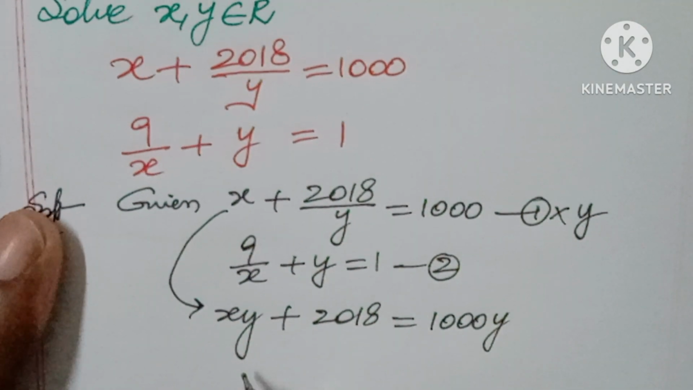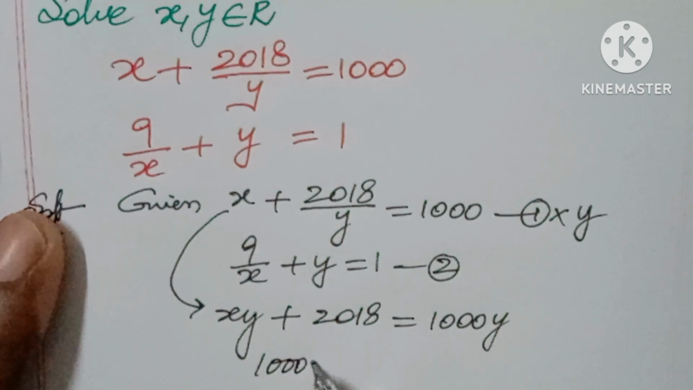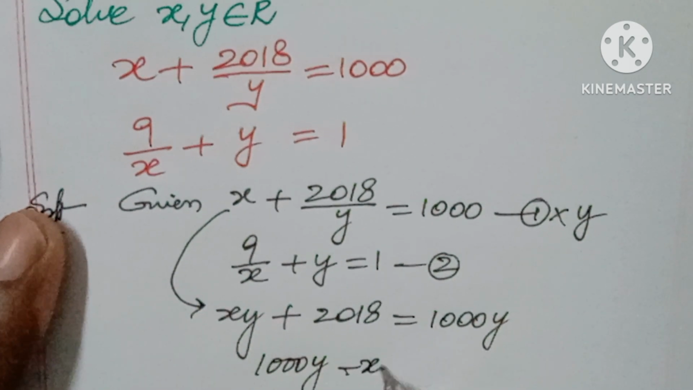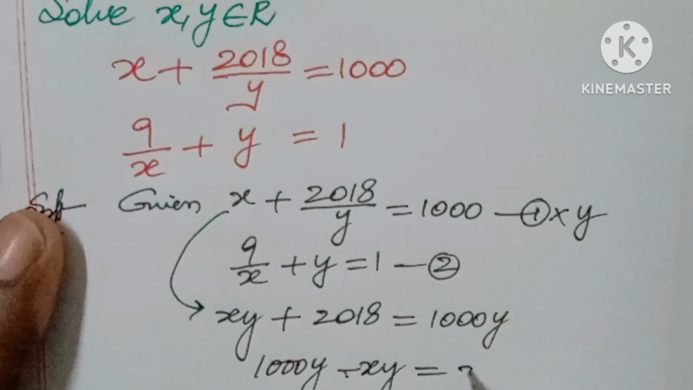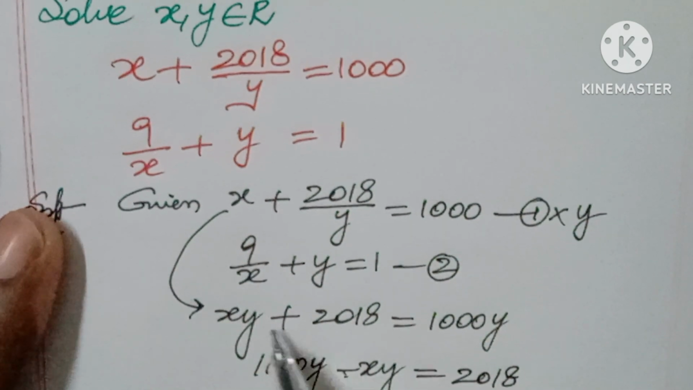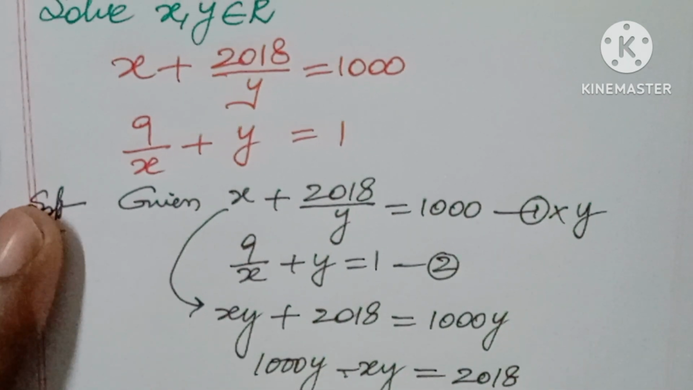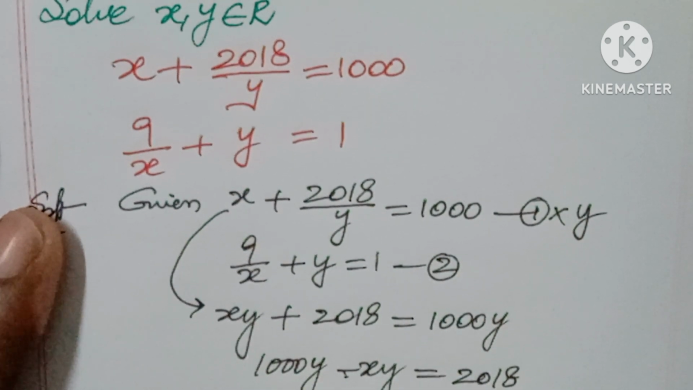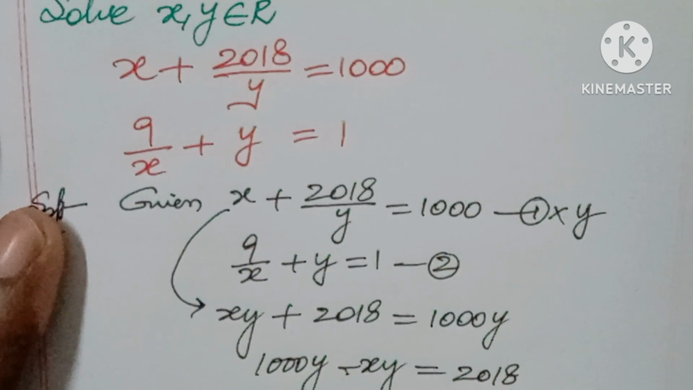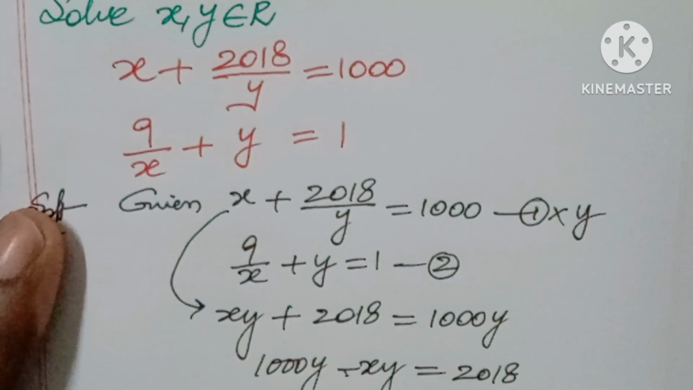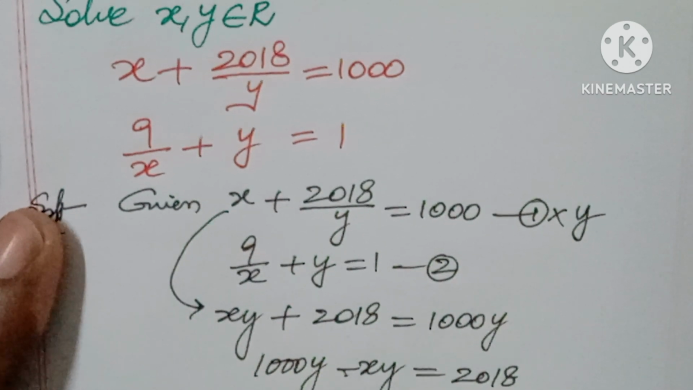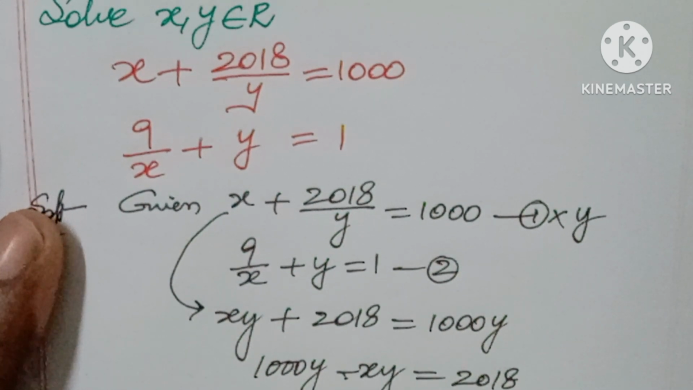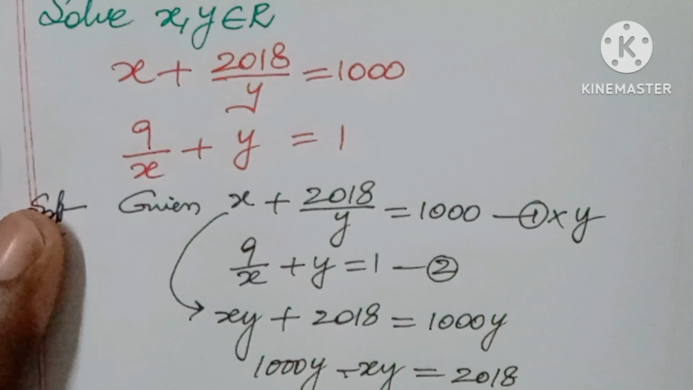From this you can write 1000y minus xy is equal to 2018, sending xy to that side. Here you can take y common: y times (1000 minus x) is equal to 2018. So y is equal to 2018 over 1000 minus x.